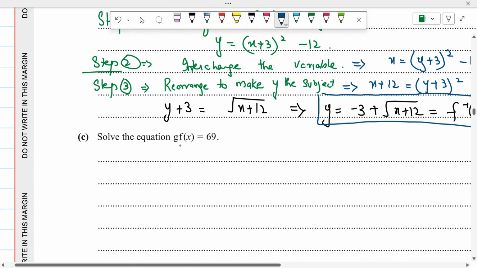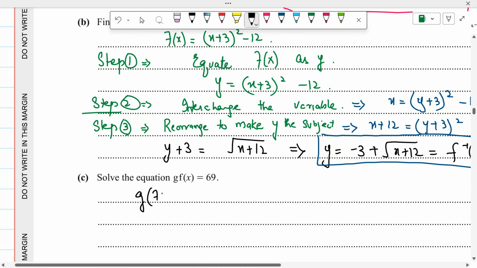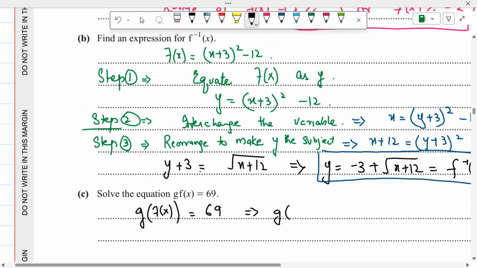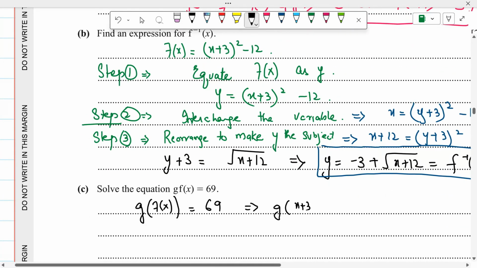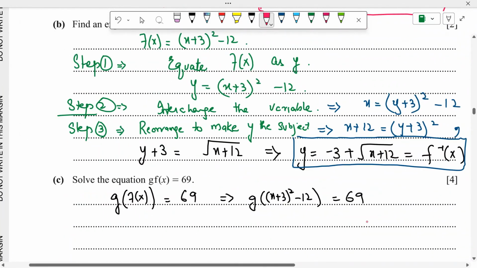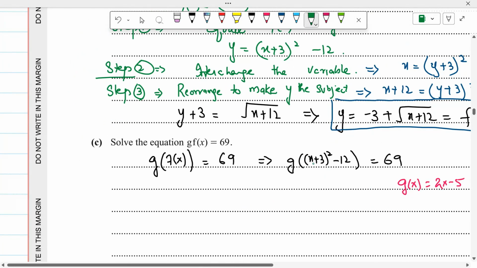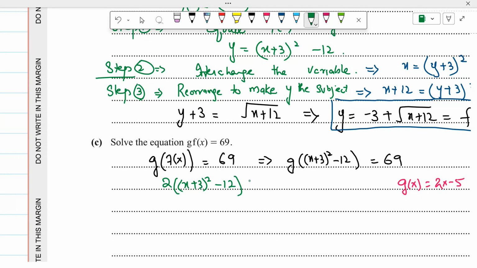Part C, solve the equation g of f of x is equal to 69. So f of x is (x plus 3) whole squared minus 12, and g of x is 2x minus 5. So g of f of x is 2 times (x plus 3) squared minus 12, minus 5, equal to 69.